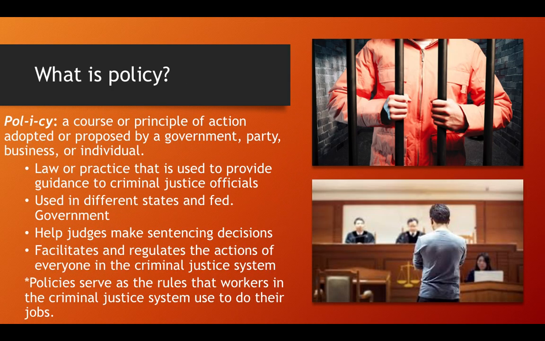So to begin with, let's look over what a policy is. Here's a textbook definition of a policy. It's a course or principle of action adopted or proposed by a government, party, business, or individual. So think of this course of action or principle as a rule that the government might take, or an individual or business. So this is going to be both in private and public practice.